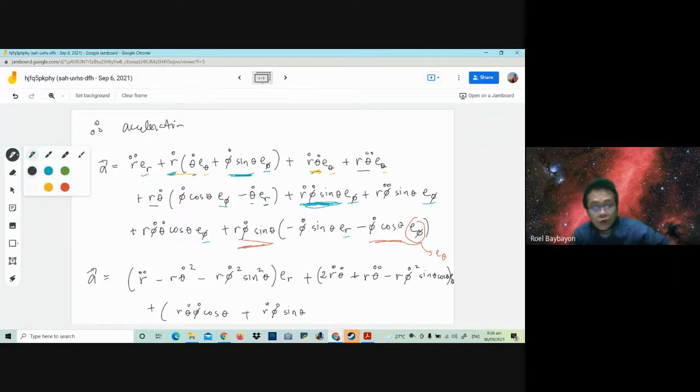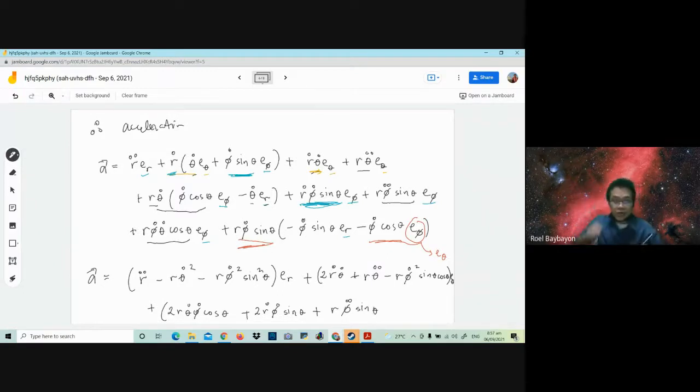So we just add them, so I have 2. Plus the next one, r phi double dot sine of theta. And the last one is r phi dot theta dot, which is equal to the same, so this is equal to 2. So we just add them, so I have 2. So I have this for the e phi term.